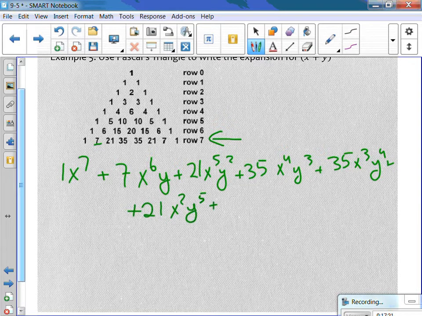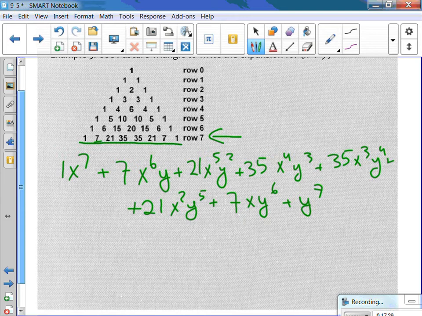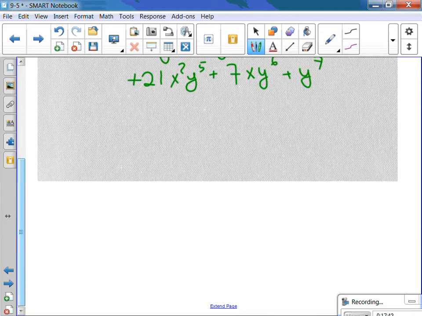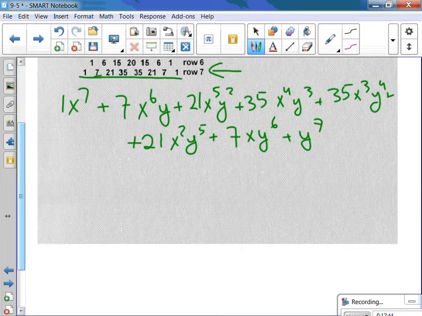So just by using the coefficients here, my 1, 7, 21, 35, 21, 7, and 1, putting those out in front, and then again, decreasing the powers of my x and increasing the powers of my y, we come up with that x to the 7th plus 7x to the 6th y plus 21 x to the 5th y squared plus 35 x to the 4th y cubed, always on down to that y to the 7th.